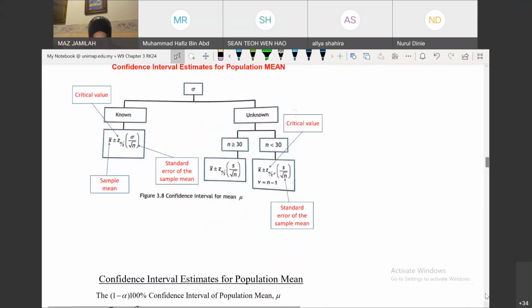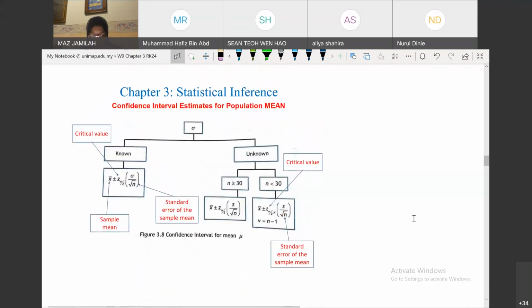Okay, now let's look at the first statistical inference that we are going to understand. The first one is the confidence interval for the population mean. Why population mean? Because using our sample, we wish to make inference for our population mean. That's why our topic is confidence interval estimate for population mean.